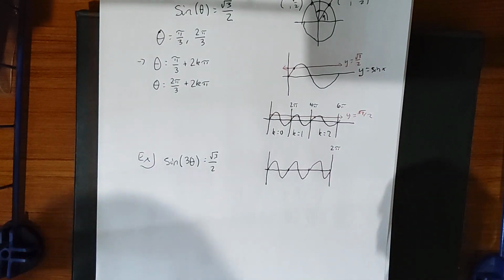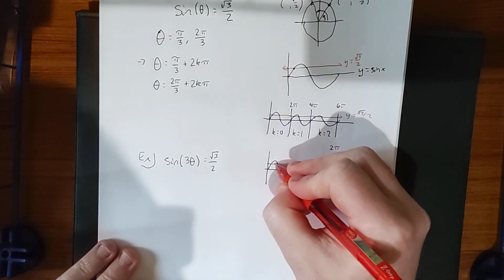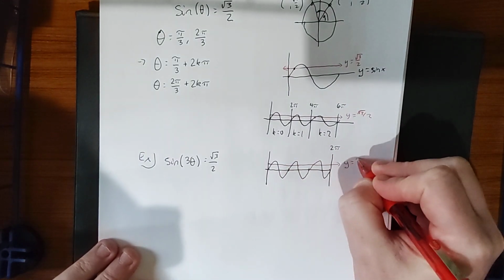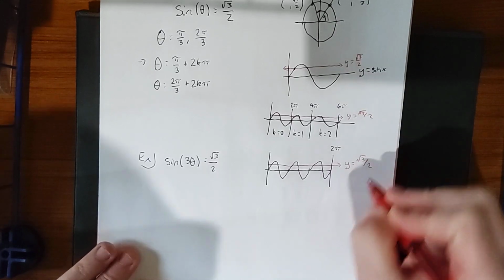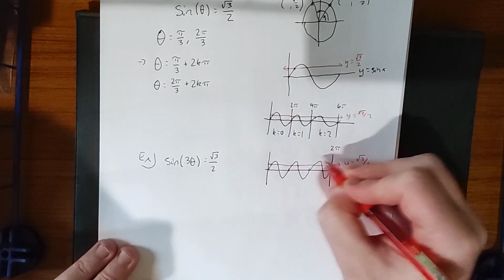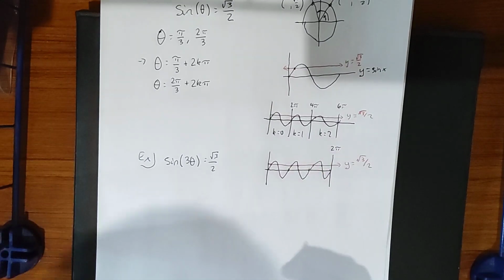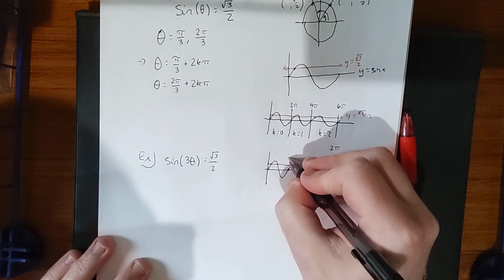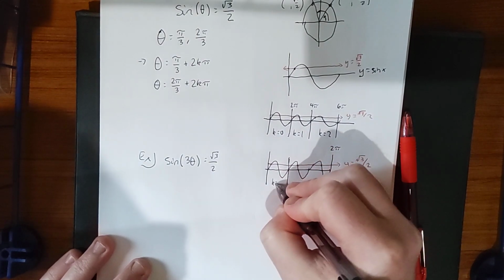Yuck. That is not a great drawing, but it's okay. We'll make it work. So once again, if we consider y is equal to the square root of 3 over 2, now there would be a total of 3 solutions that lie within 0 to 2 pi. Once again, the significance of all of these is each of these represents how many full periods have taken place so far.